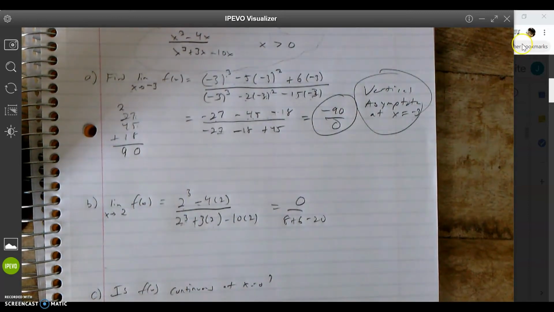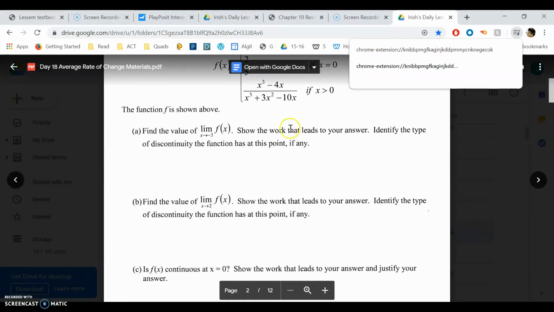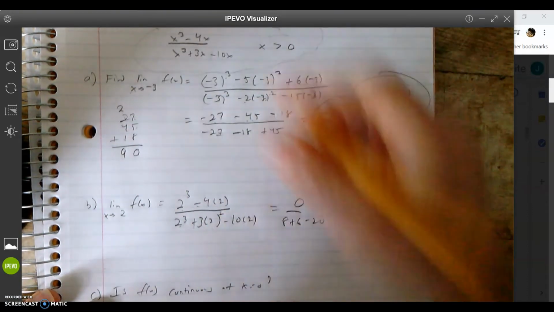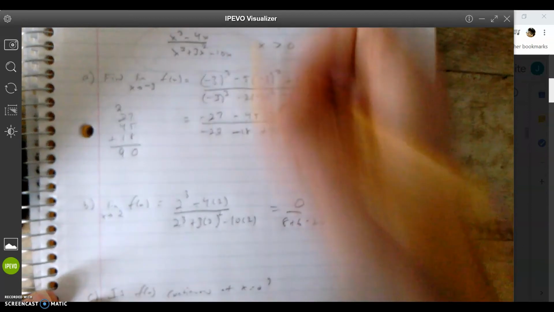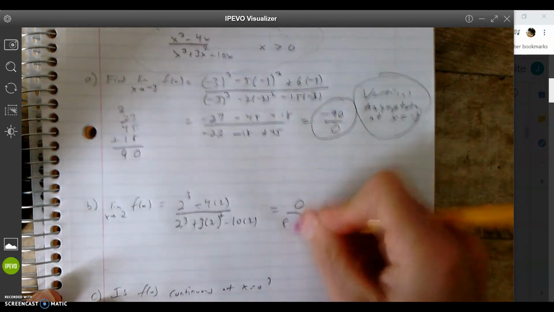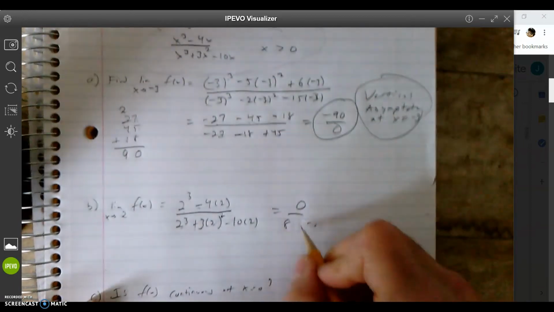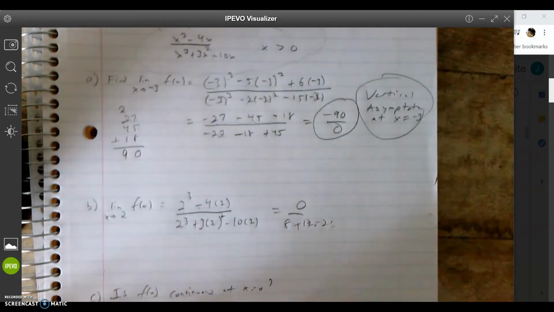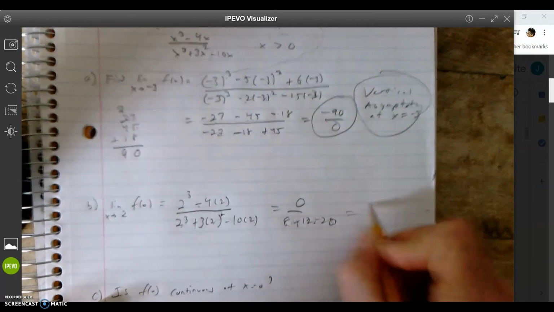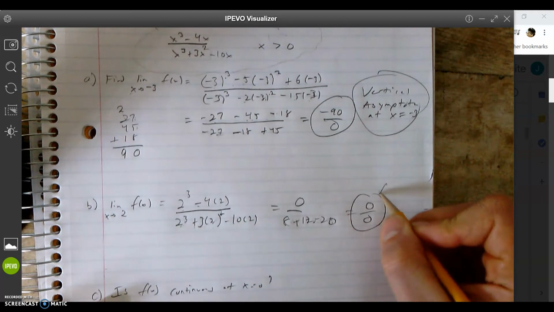Did I write that down? Let's double check to make sure I wrote it down correctly. Plus 3x squared. Oh, it's x squared, right? My bad, I copied it down wrong. 3x squared. So that's going to be 4 times 3, which is 12 minus 20. So 8 plus 12 is 20 minus 20 is 0. 0 over 0, we have indeterminate.